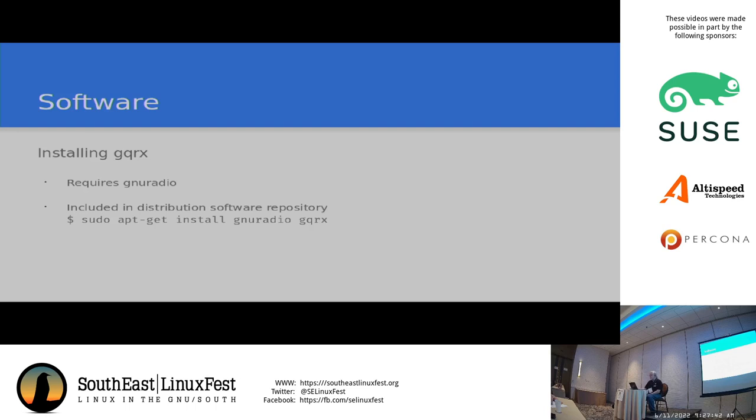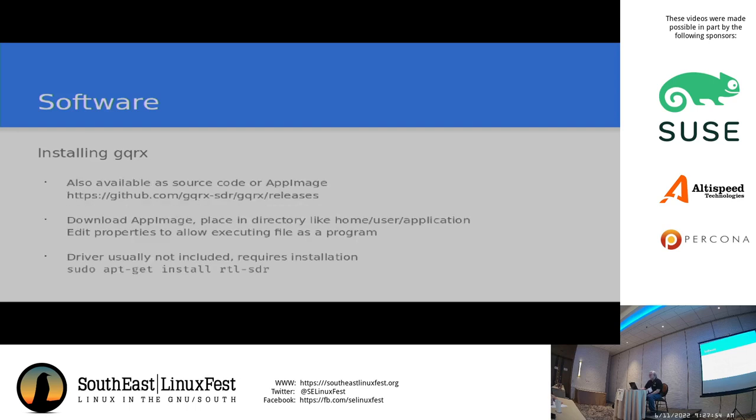You need them both. I've learned the hard way and installed just GQRX by itself, and lo and behold, it didn't work. It's like I didn't install everything I need. So there's also the source code available on GitHub for those that want to just compile it for their own distribution. There's also an AppImage compiled binary that you can download from the GitHub.